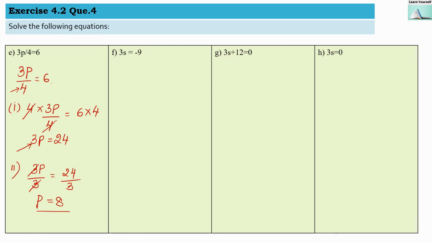After all these numericals, I'll show you how to write it in a notebook. Let us first understand and solve these equations. Our F equation is 3s equals minus 9.